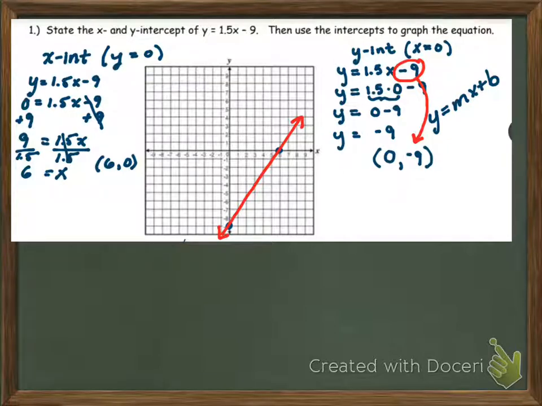A good way to double check that you're heading literally in the right direction is that the slope is positive 1.5. So when you're finished, you do want to make a mental check that your line is going up if your slope is positive, and this one is.